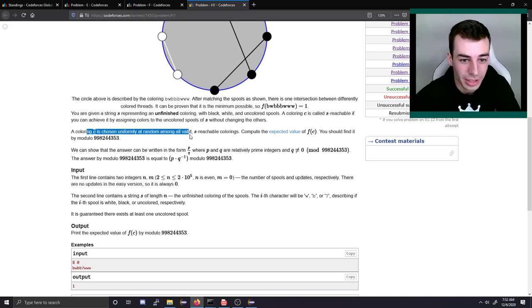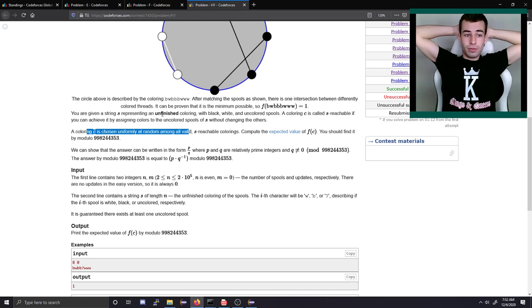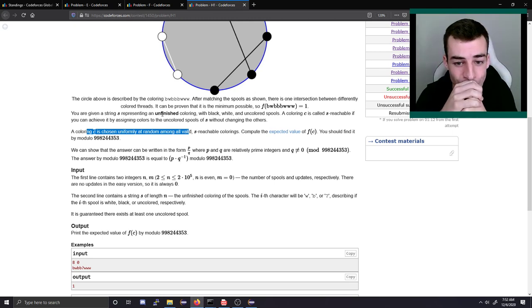Coloring C is chosen. Wait. What? Uniformly at random. Compute the expected value. We don't have to minimize it? Okay.